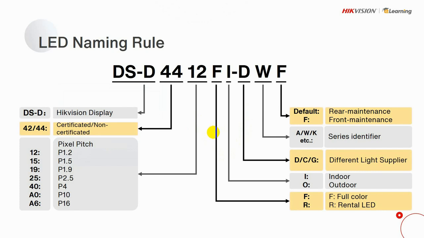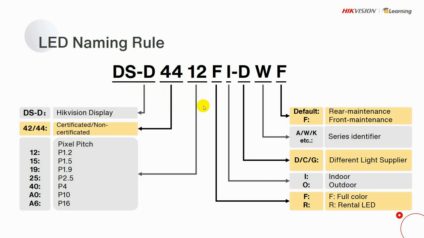First is our LED screen products. Let's take a look at the naming rule of it, from which you can quickly tell some key parameters of products. Here is an example. So we have here a DSD product, which means the Hikvision display product, and 44 here, which is a non-certified product, like the products in Asia, MENA, Africa, Latin, most of the region.